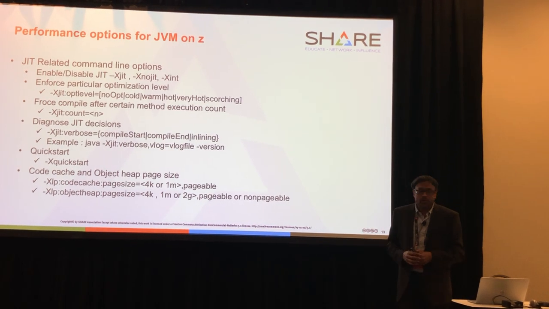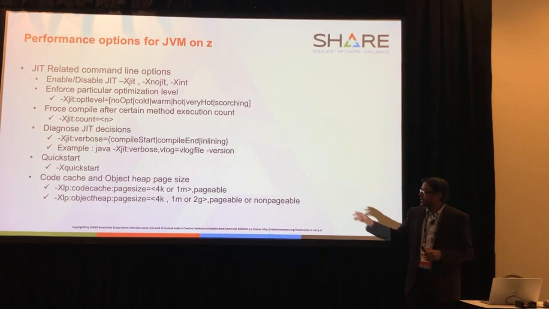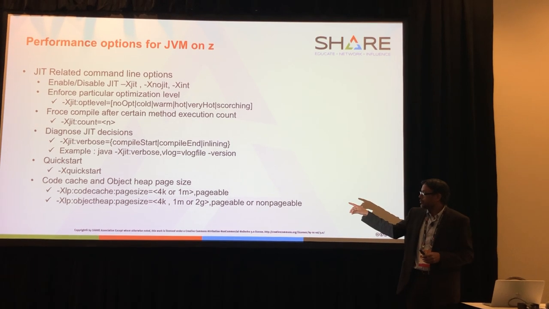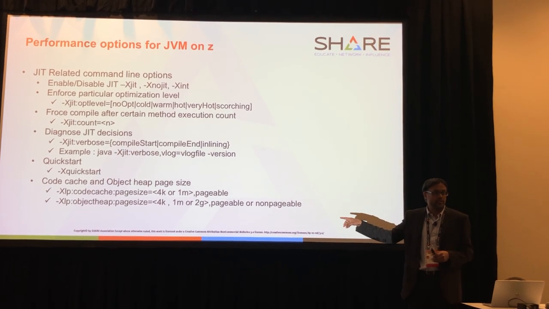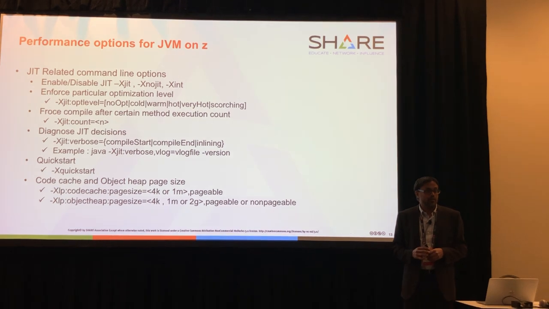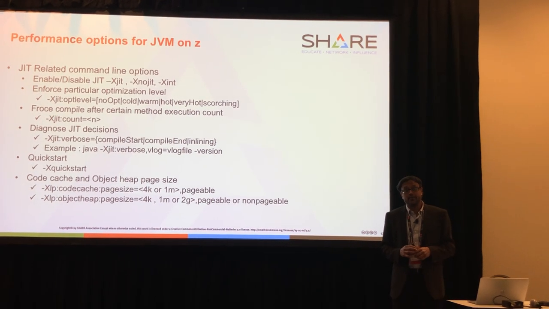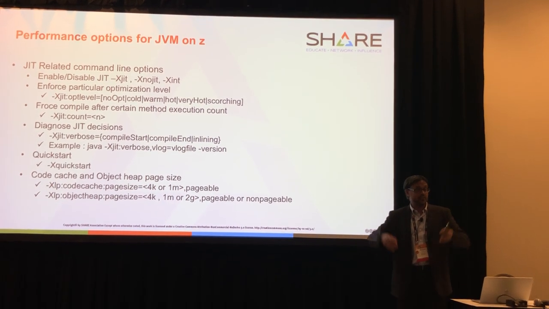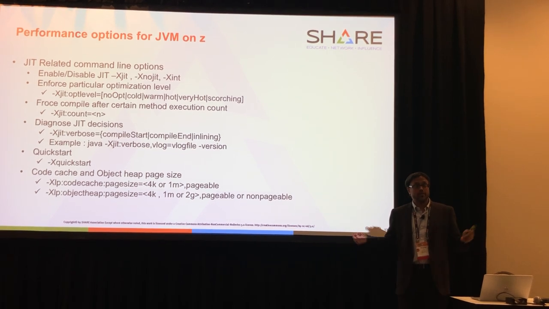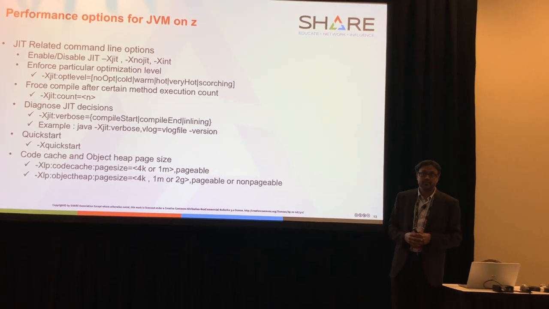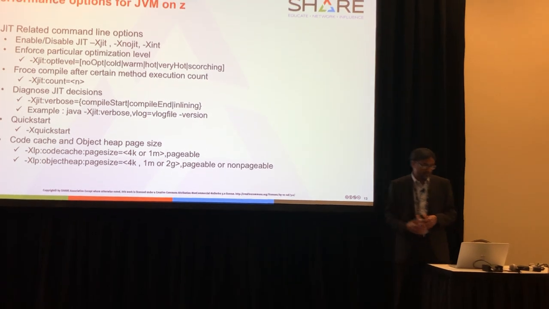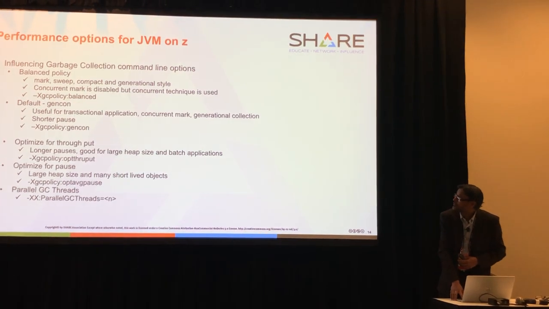You also have another performance parameter called code cache and object heap size. And I would say, go to 1 meg or 2 gig pages wherever possible if you can. The larger the page, the better performance you get. You don't want 4K pages, they are just too small. You want bigger pages, regardless of the heap size. So that's another parameter that's pretty useful.